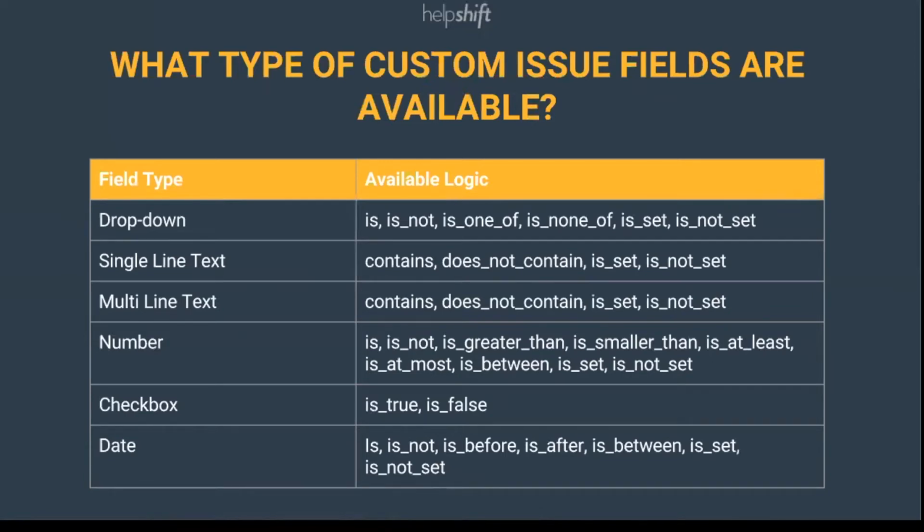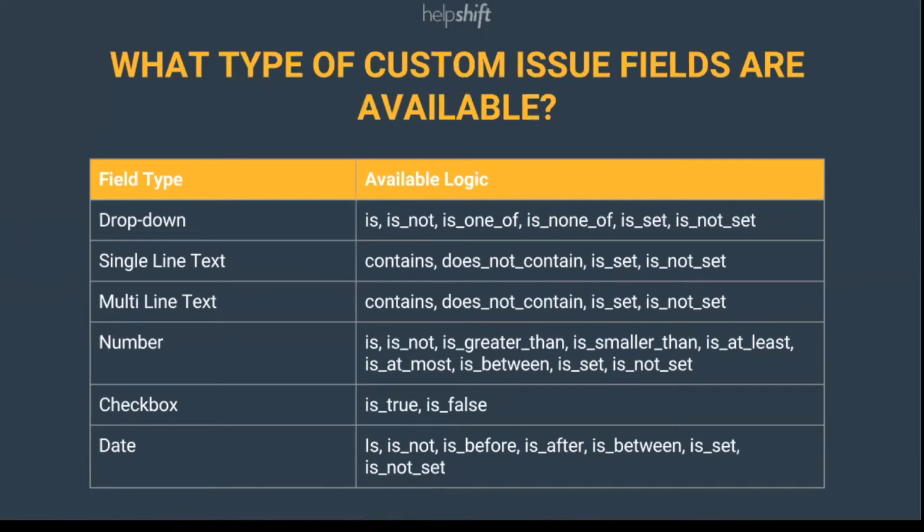You can have a drop-down, a single or multi-line text field, a number, a checkbox, or a date. If you're transitioning some information over to a number field that used to be used as a tag, for example, you can now run advanced logic on that field. So maybe you wanted to set lifetime value as a custom issue field.